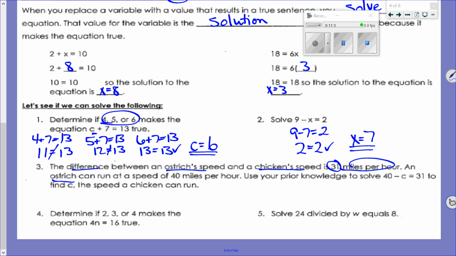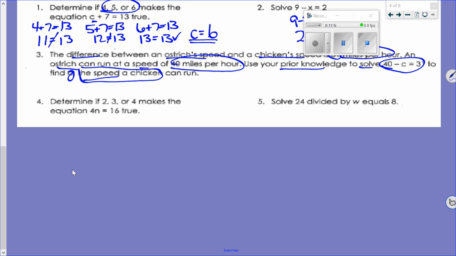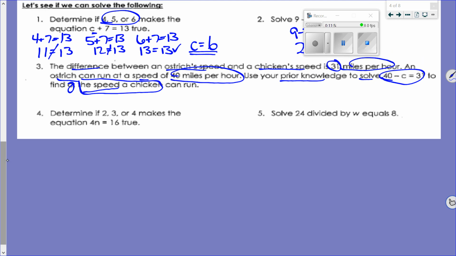An ostrich can run at a speed of 40 miles per hour. Use your prior knowledge to solve 40 minus c equals 31 to find c, the speed the chicken can run. So this is what we're looking for. This one is a little easier. I forgot they gave us the equation on this. So using our prior knowledge, if I do 40 minus c equals 31, what number should I put in for c to solve? So 40 minus 9 equals 31. 31 equals 31. Check. So we made a good guess.